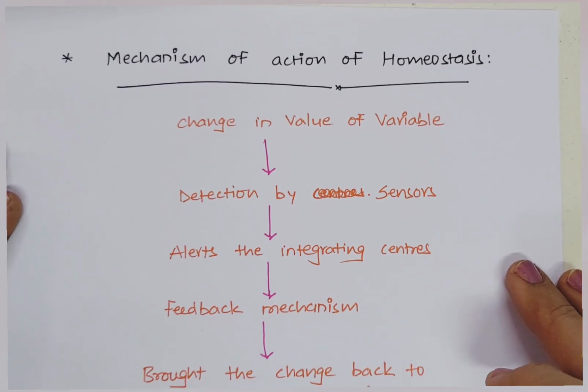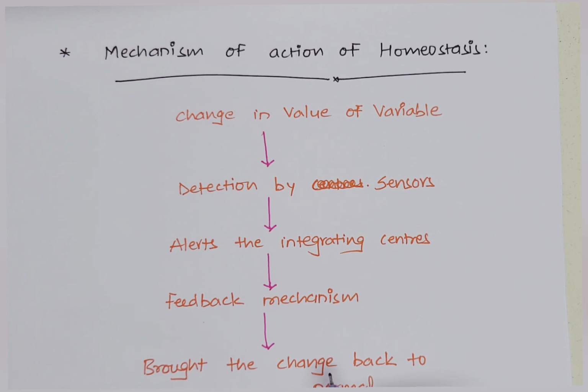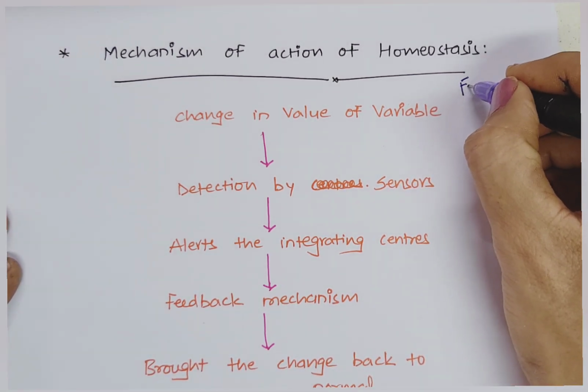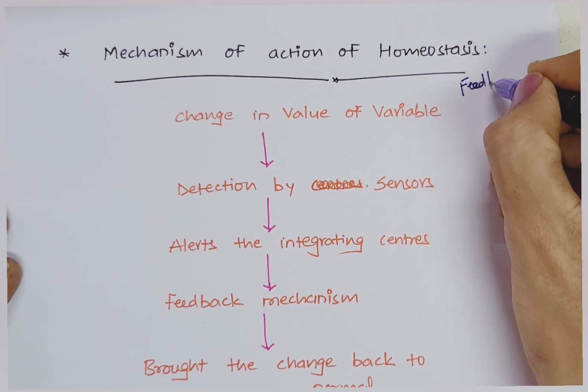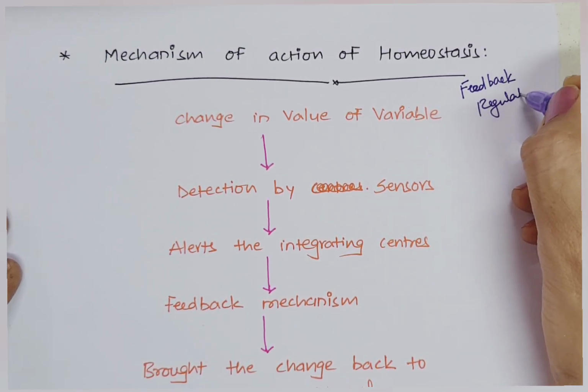Now we'll discuss the mechanism of action of homeostasis, how homeostatic mechanisms work. So homeostasis explains our various physiological functions. It is regulated mainly by what is known as feedback regulation. Okay, feedback regulation. So what is this feedback regulation?